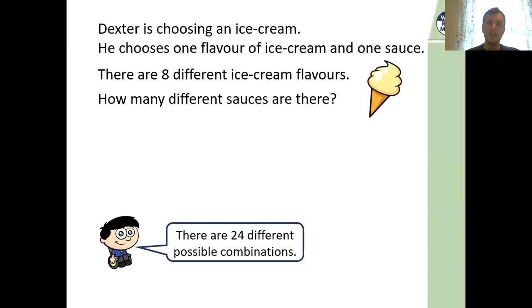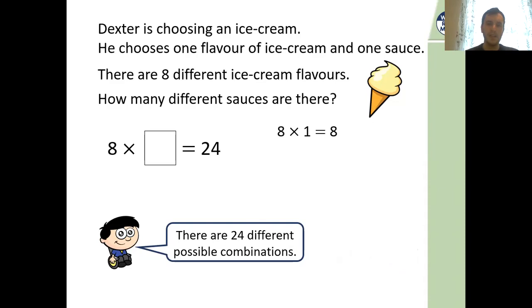Maybe stop the video here, pause and have a think. How do you think you can work that one out? It's a tricky one. Let's look at it together. There are 8 different ice cream flavours, and there are 24 combinations. That's the important information here, 8 and 24. So we've got to work out 8 times something is equal to 24. 8 times something is equal to 24.